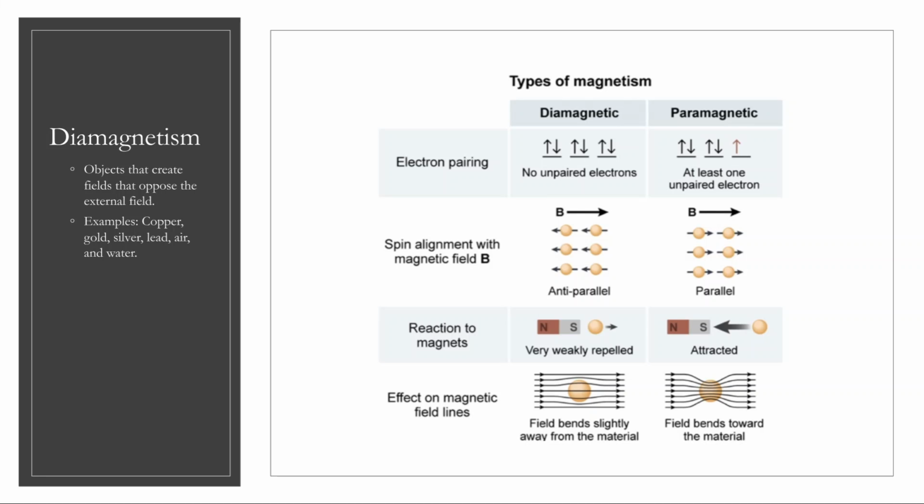Some important things to know are that they have no unpaired electrons. If I look here in this middle line, when I apply that magnetic field, they all like to point anti-parallel, or against it, and they'll be very weakly repelled by magnets. And down here is just a demonstration. If I put them in an external field, it tries to push that field out of it, whereas a paramagnet or a ferromagnet will draw that field into it.